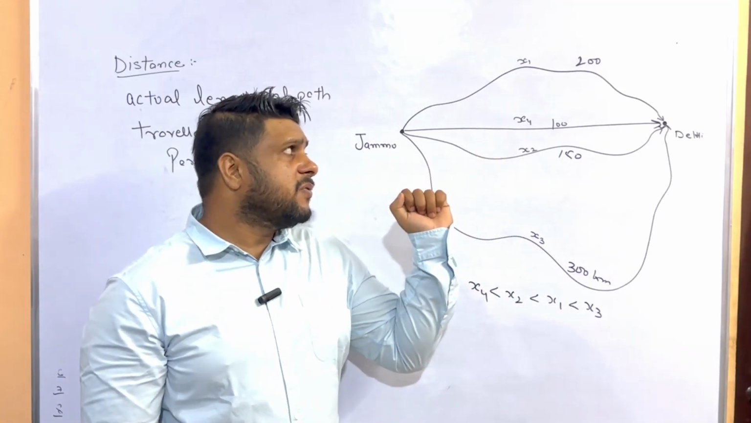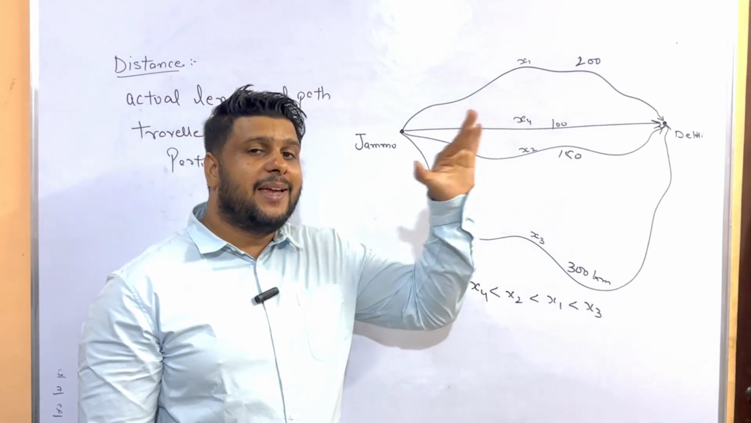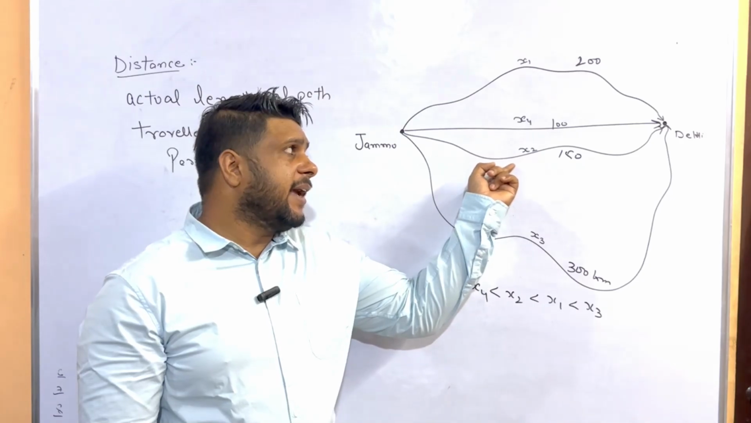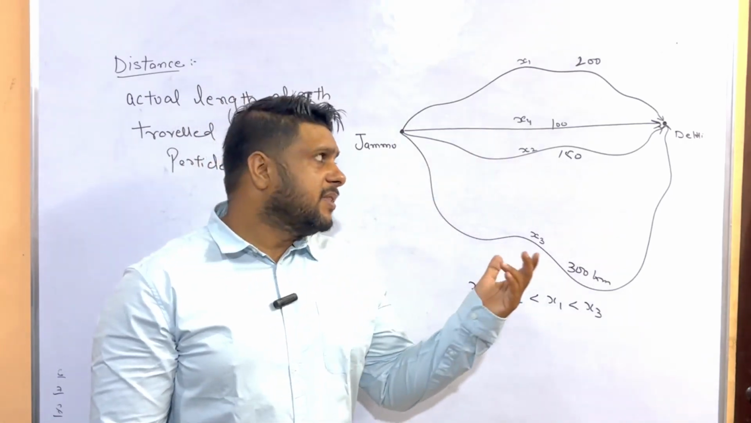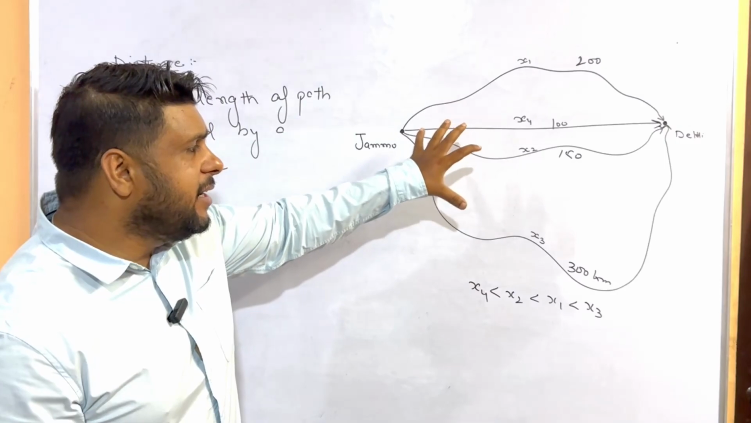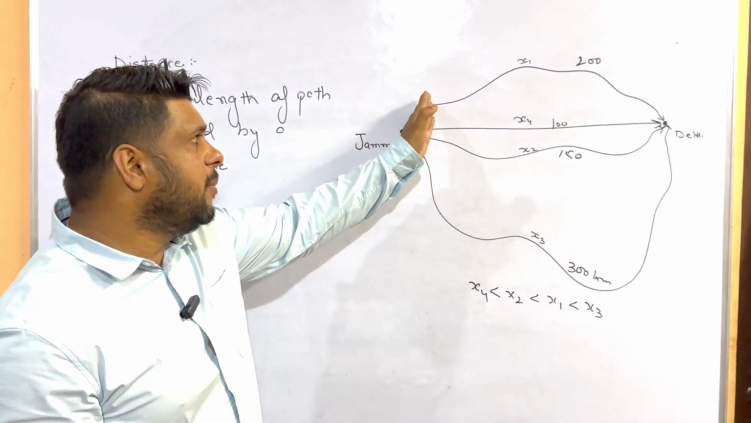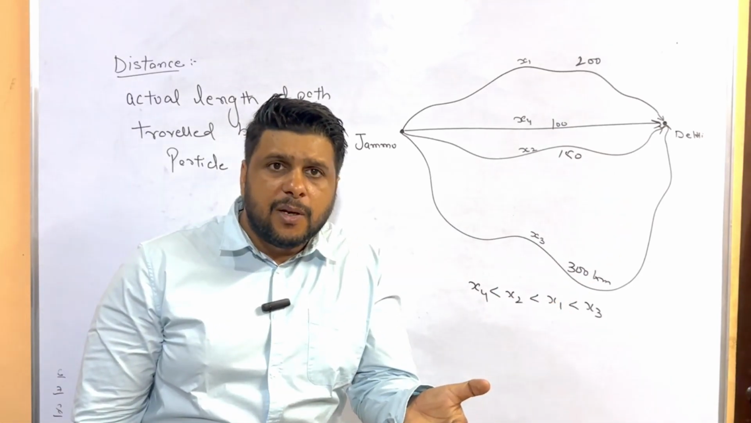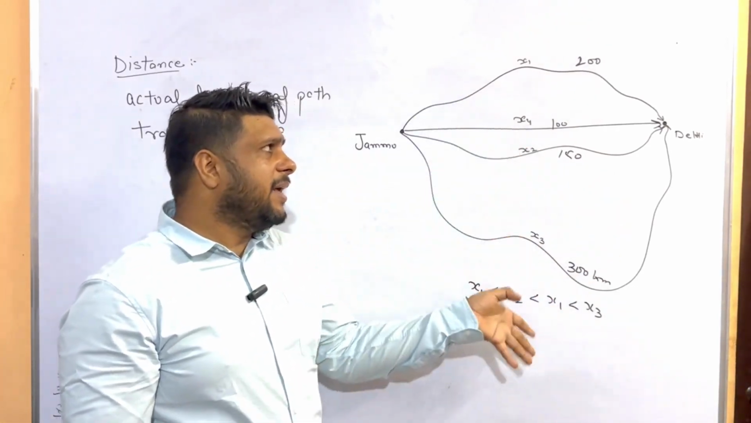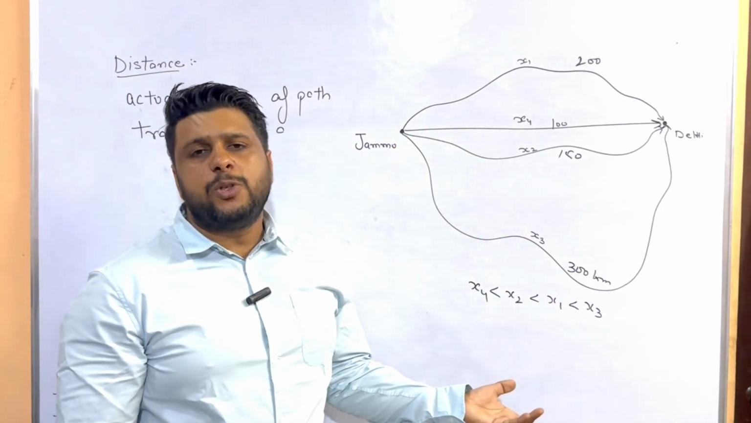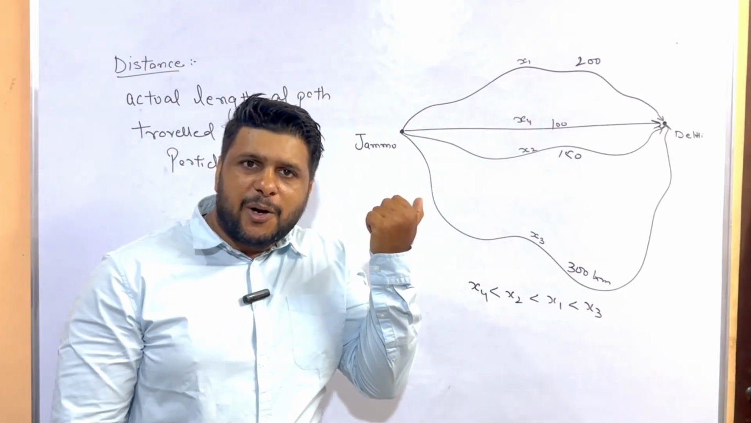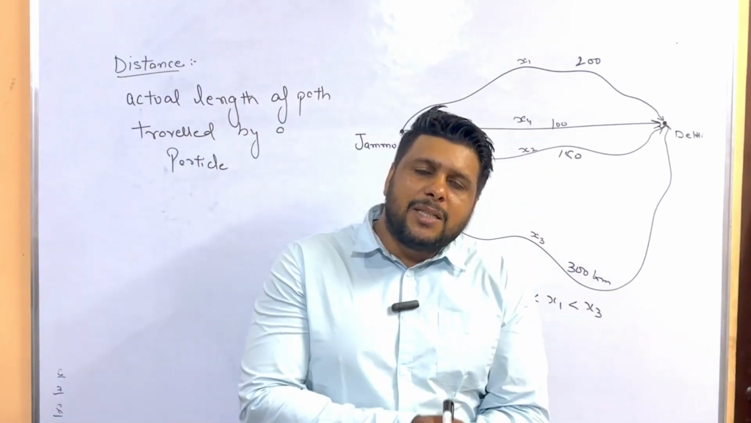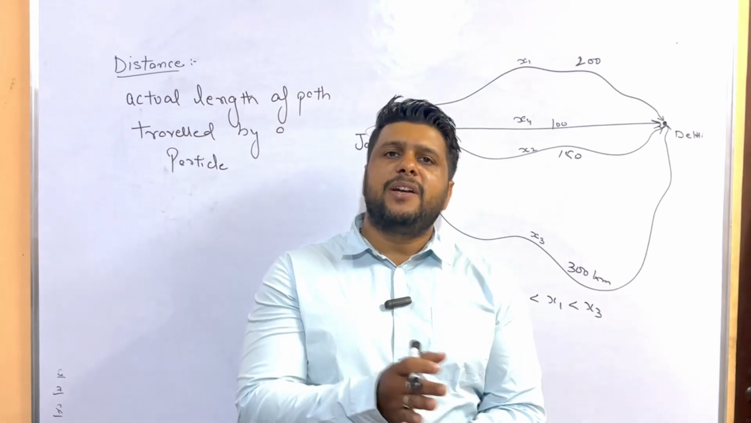And if I have taken x4, which is by air, then in order to travel by road, I should take x2 to reach the destination. So all these are distances traveled, because if I am traveling on any of these paths, this is the actual length I am going to travel. I can reach this destination in any of four ways, but the distance traveled is going to be different. Are you getting my point here? So the actual length of the path traveled by the particle gives you the distance traveled.